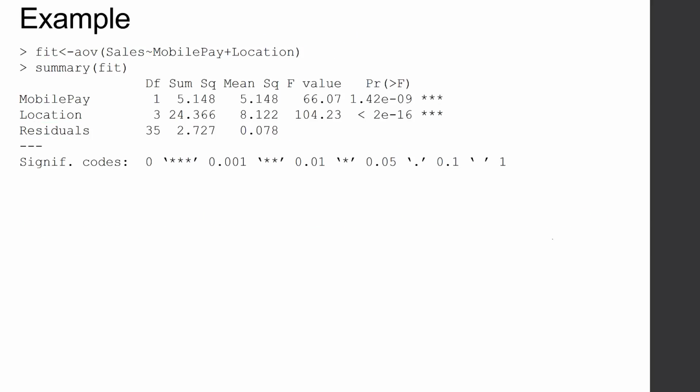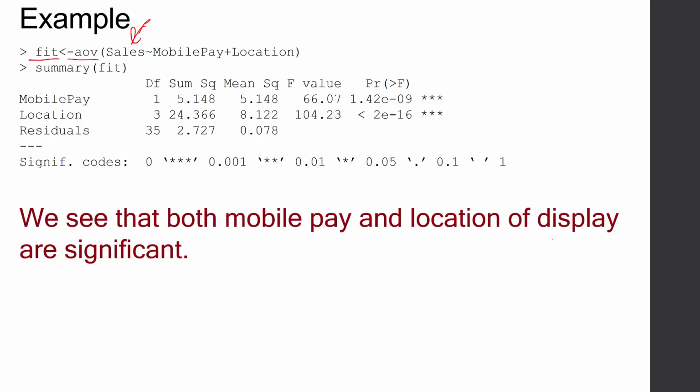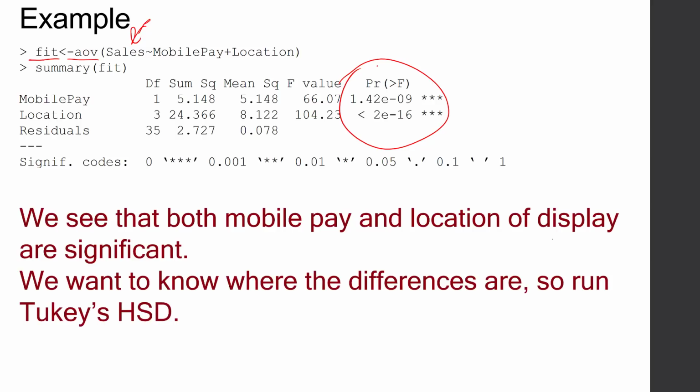All right, so I'm rerunning the model. I'm calling it fit again. I'm using my AOV. I've got my predicted variable sales here first, tilde mobile pay plus location without my interaction term. And we see that our p-values are very tiny for both mobile pay and location of display. These are both significant. They're highly significant. Those p-values are very, very small.